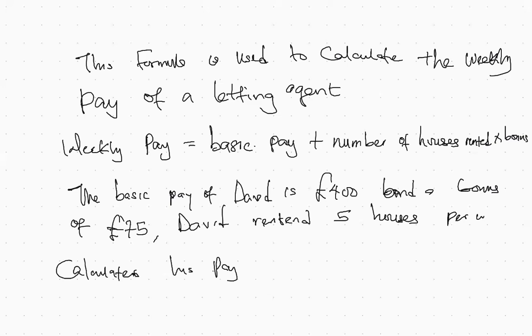Now, go use a red pen. The basic pay is 400. Can you see? Basic pay for David is what? It's 400, so you put 400 here. Where you see basic pay, you put 400 there. The number of houses rented is 5, so you put that 5 there.